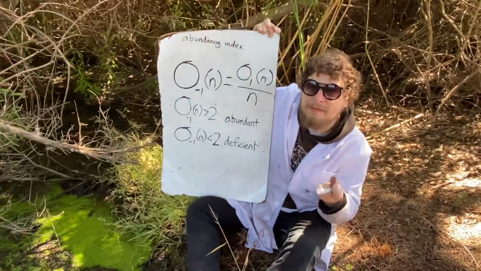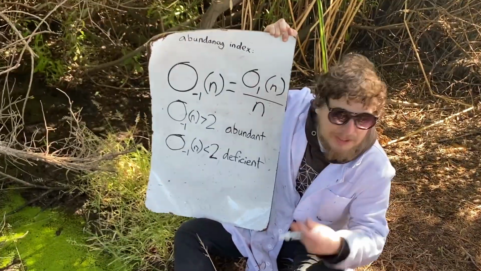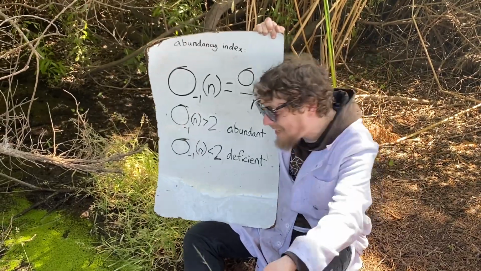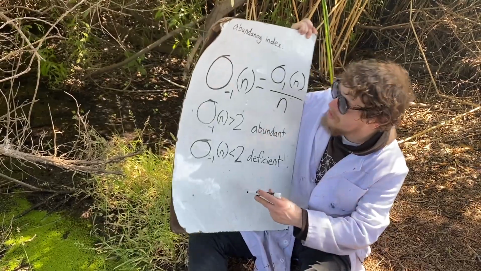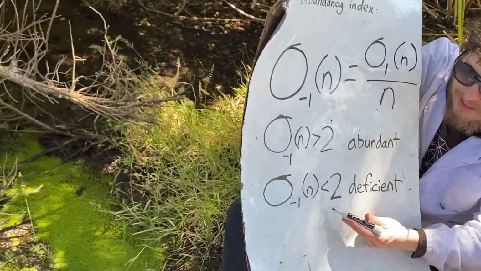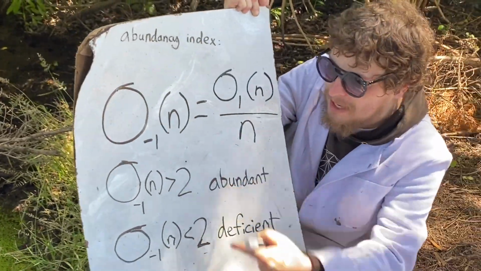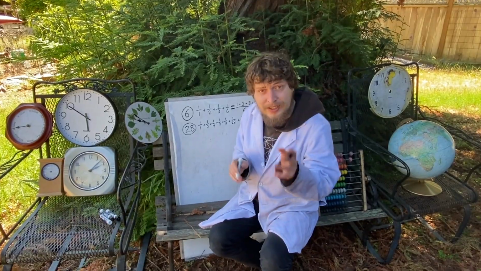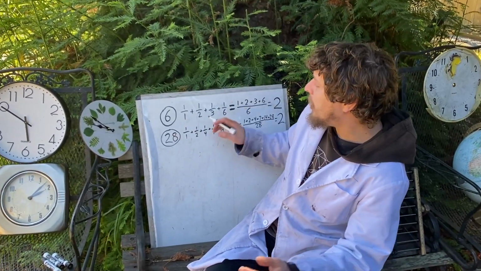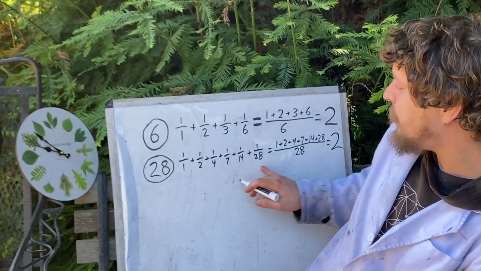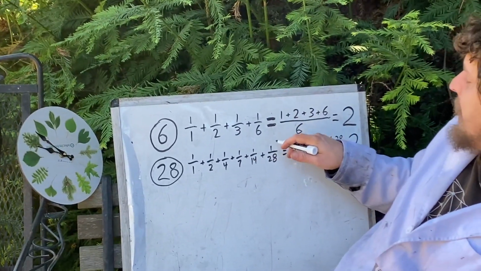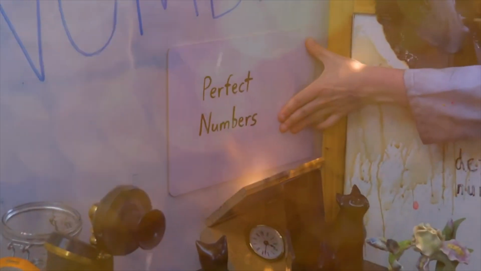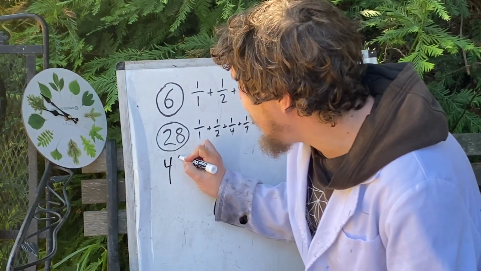Deficient numbers is the name for numbers that have their aliquot sum less than themselves, or, in other words, all their divisors add up to less than twice themselves, or, in other words, have an abundancy index less than 2. And right in the middle are the numbers that have an abundancy index exactly equal to 2. 6, as well as 28, have the trait where if you add up the reciprocals of their divisors, or if you add up their divisors divided by themselves, you get 2. And numbers with that trait are known as perfect numbers, the next being 496.